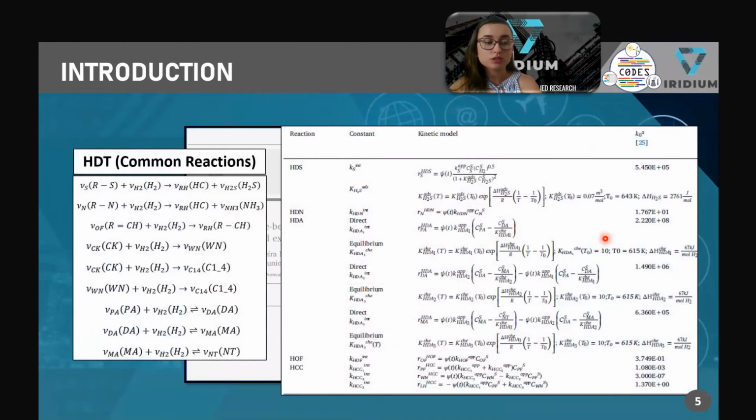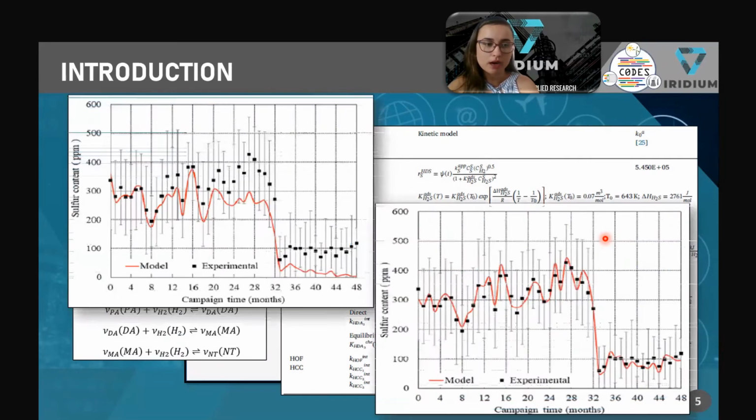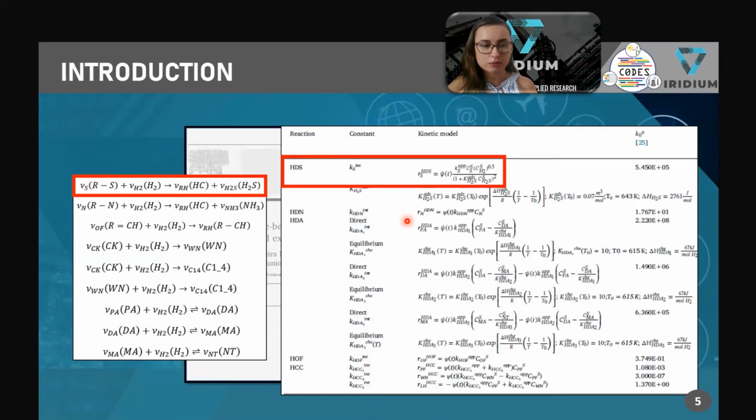This paper considered most of the HDT reactions, gas-liquid and liquid-solid mass transfer, as well as the influence of catalyst deactivation and quenching zones. One of the most significant results obtained by Professor Tavernard's group was the verification of the catalyst deactivation model on the measured temperature and sulfur content in the inlet and outlet of an HDT reactor over an industrial campaign, that is, 4 years of running time.